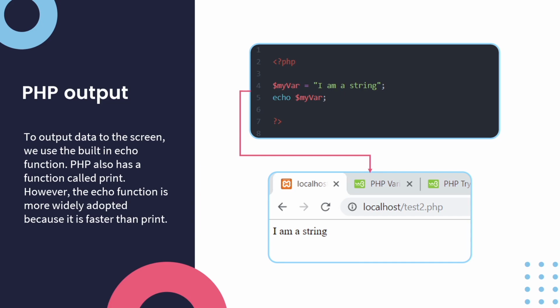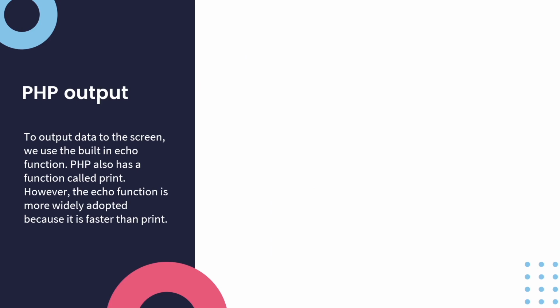One thing to take note of here is that even though I declared the variable earlier with a $, when I want to output that variable or work with that variable, I also need to include that $. Very, very important.